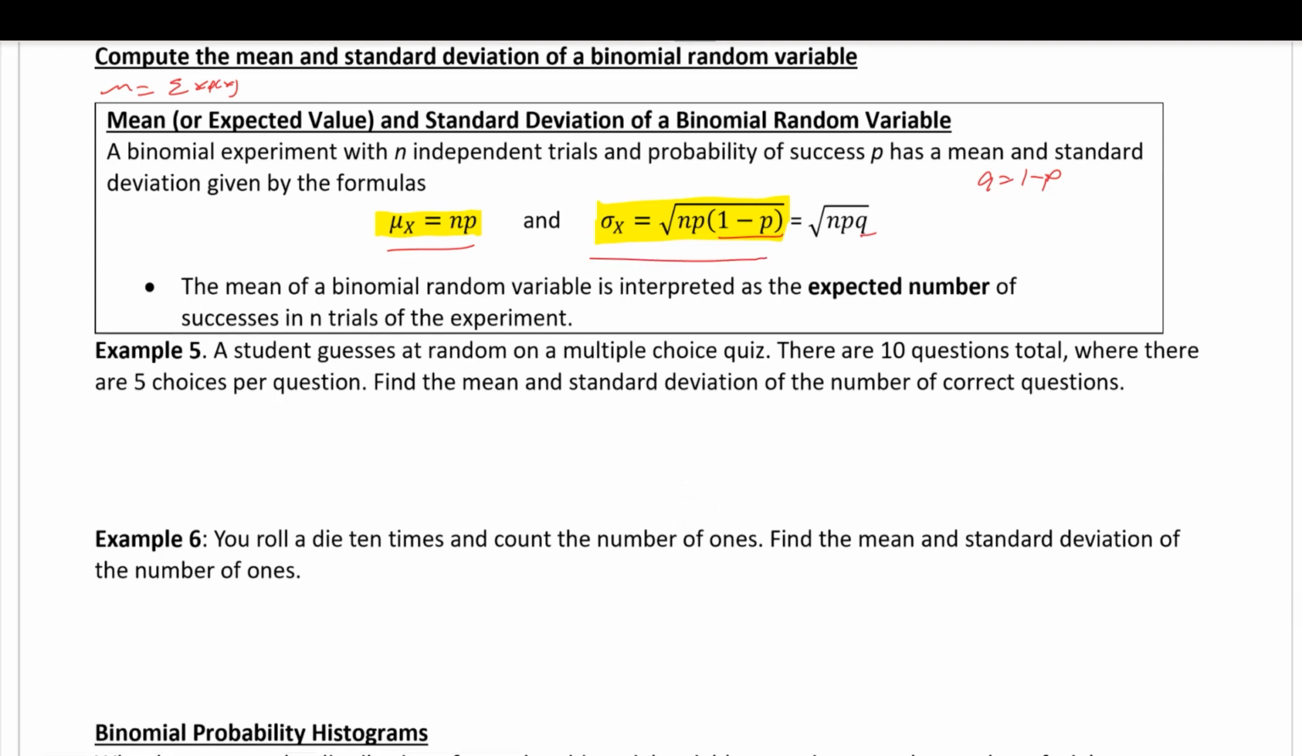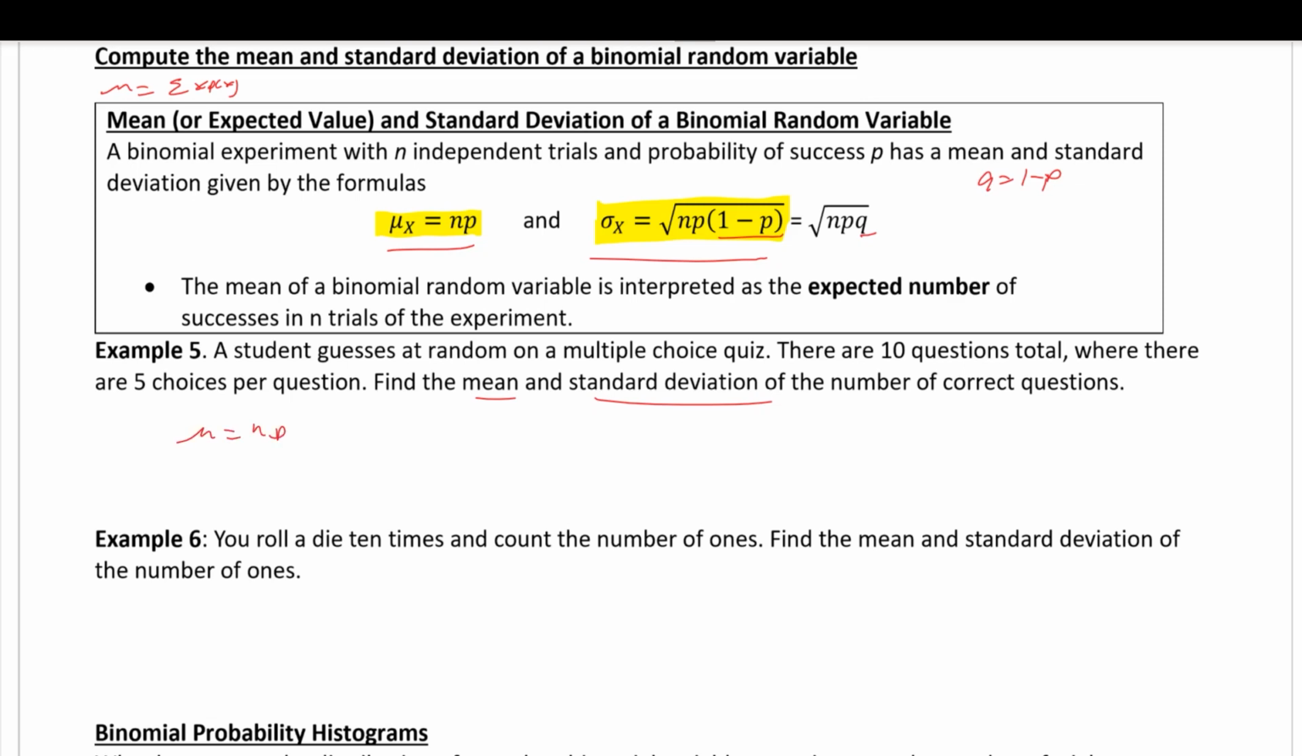Example 5. A student guesses at random on a multiple choice quiz. So just like that previous example. There are 10 questions total, where there are 5 choices per question. Find the mean and standard deviation. Okay. Again, this is a binomial, just because it's from the previous example that we did, so we don't have to go through those 4 steps. And the mean here is calculated as simply as n times p, right?